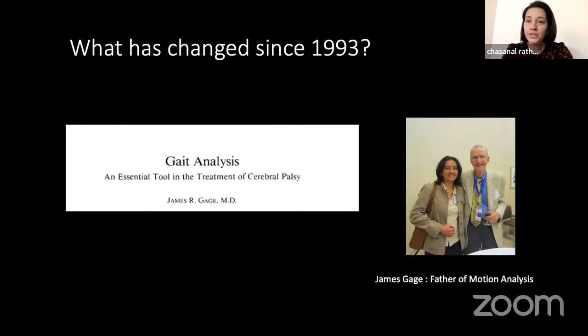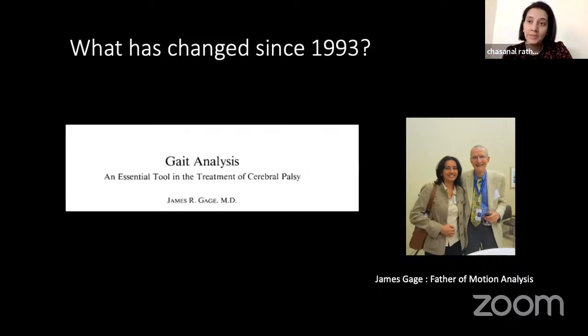I was very fortunate to learn gait analysis from the father of motion analysis, Professor Jim Gage, more than a decade ago when I was training. Way back in 1993, he wrote his first paper on gait analysis and mentioned that it is an essential tool in the treatment of cerebral palsy. Let me highlight that it is a very expensive setup. It is not easy, and the learning curve is very long and steep.